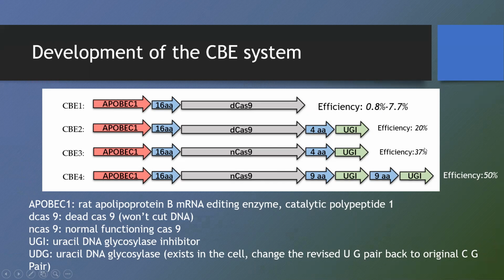The fourth generation adds a second copy of the UNG inhibitor, UGI, increasing base editing product purity so as to minimize the effect from UDG. The efficiency of this model is more than 50%. Compared with CRISPR with a maximum of 31% efficiency, the fourth generation is fairly high and reliable.